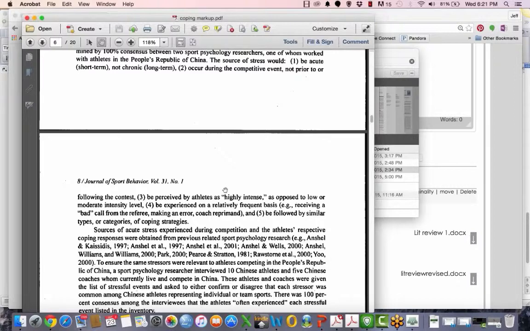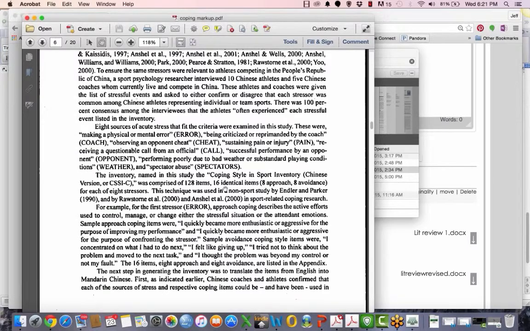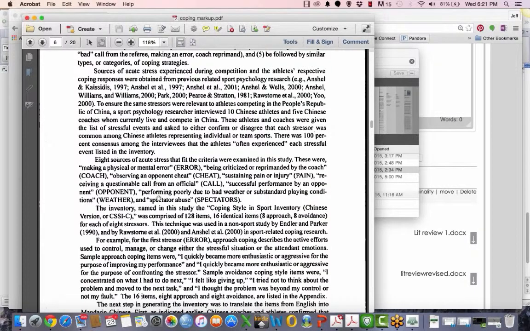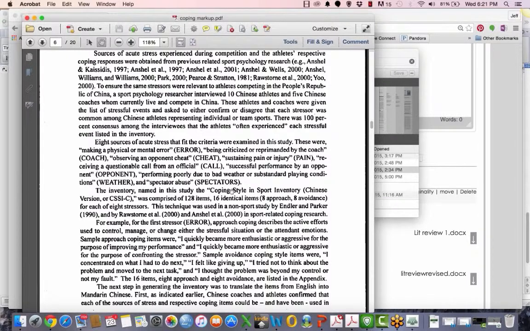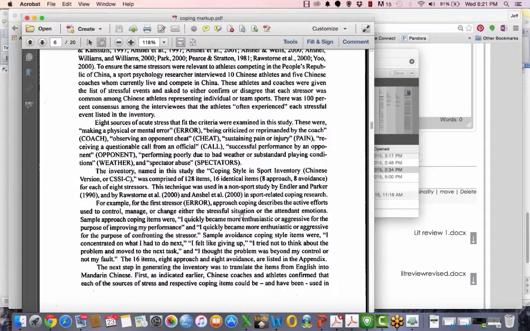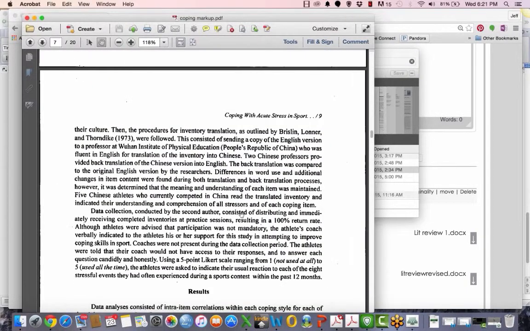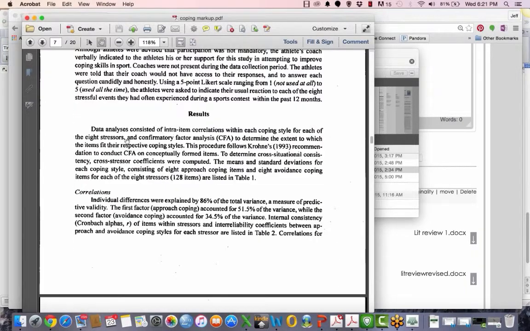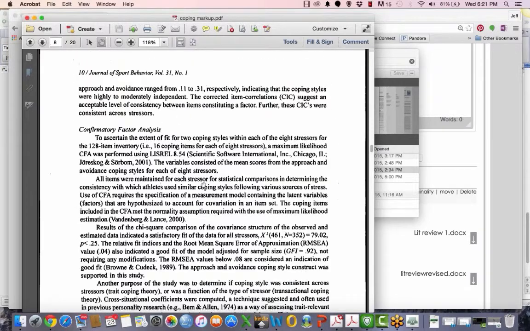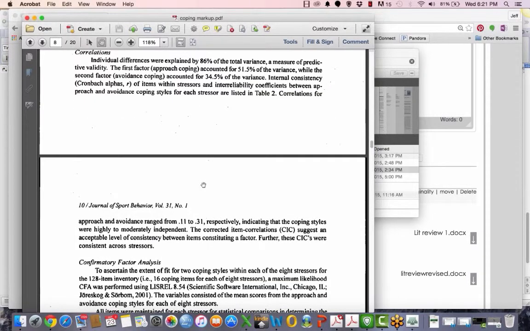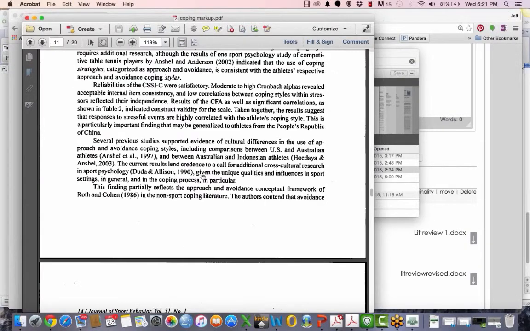That's the first part. The second part is you're going to go through here and you're going to find the test that they ran, and I think it should be right here. The authors utilized the coping style and sport inventory survey, which had 128 items. Done. Okay. Your last portion of it is you go to the results here, and the last sentence is data was analyzed using the confirmatory factor analysis and correlations. Period.